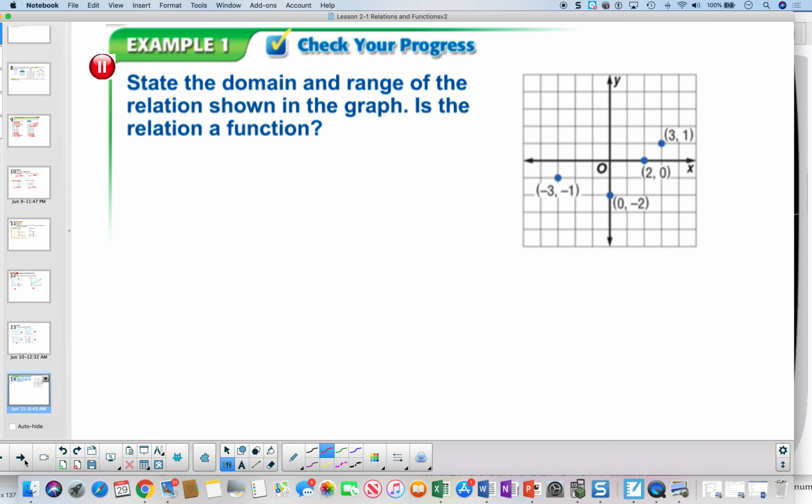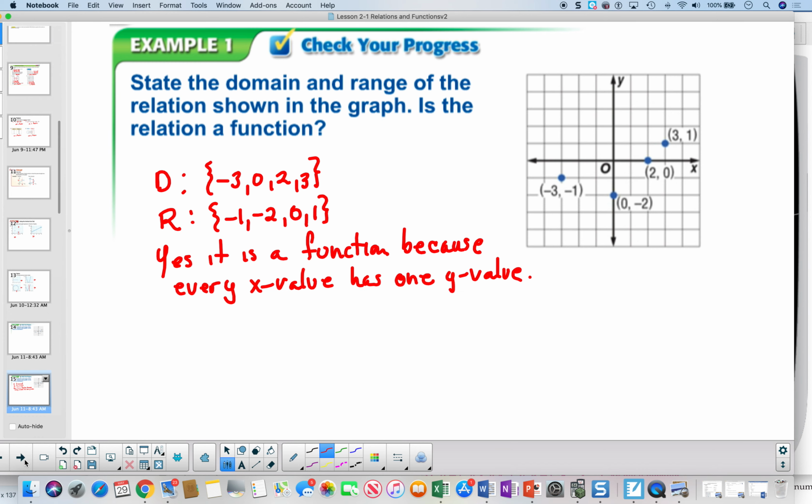Your turn. Pause and see if you can answer this question. And here's the answer.